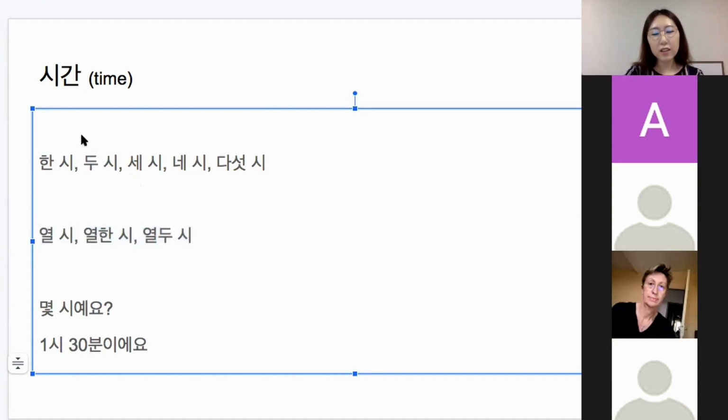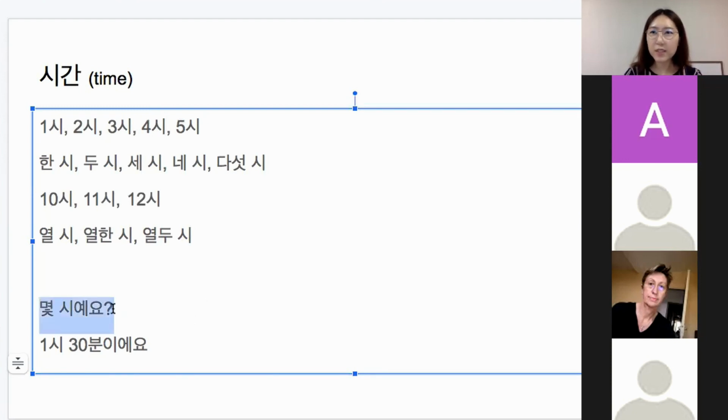But actually we just write it down like this. 1시, 2시. This one is more simple, right? But when we speak, we say 1시, 2시, 3시, 4시, 5시. And here, 10시, 11시, 12시. Okay?